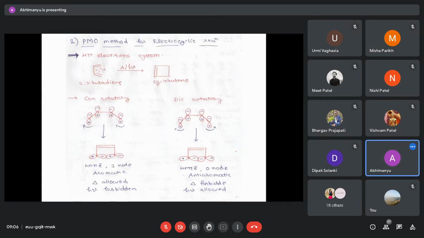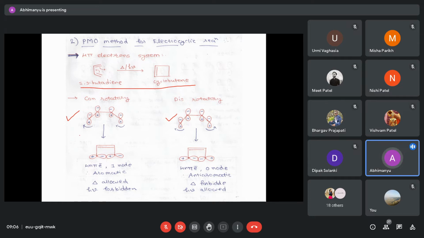So the same PMO method applies to electrocyclic reactions. Now, electrocyclic reactions, 1,3-butadiene to cyclobutene. There are two possibilities in a 4 pi electron system. The first one is conrotatory, another is disrotatory.